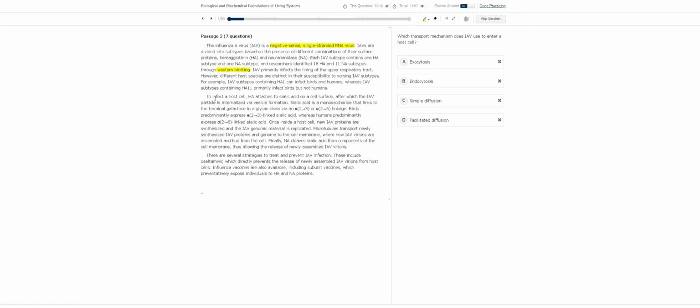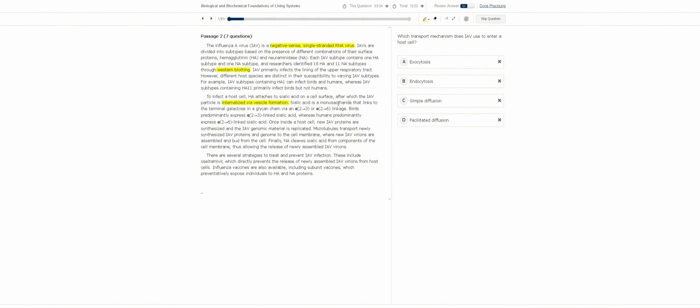And so they said to infect a cell, HA attaches to sialic acid on the cell surface, after which the IAV particle is internalized via vesicle formation. Okay, another key term right here. I'm thinking right away endocytosis or exocytosis.